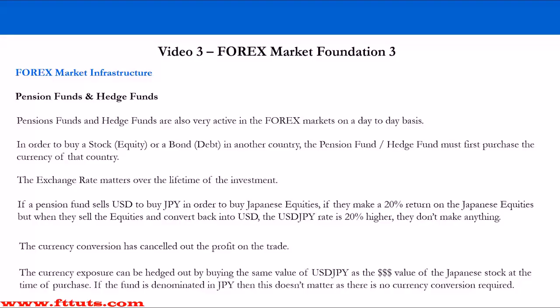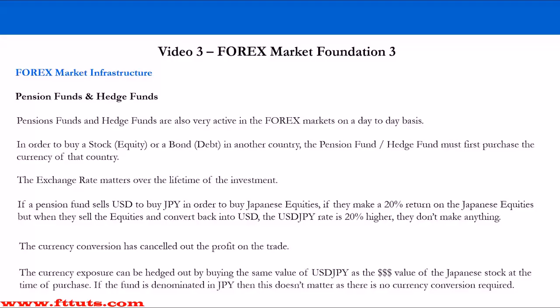And for them to, for example, invest in a stock or a bond in another country, so a country different to the one that they're domiciled in, the pension fund or hedge fund has to first purchase the currency of the country that they're buying the stock or bond in, because the stock and the bond will be denominated in the local currency terms. So very similar to the import example that we gave earlier within businesses and corporations. The import example of buying chips in Japanese yen, then putting those chips into computers and selling them in US dollars. Very similar to that situation.